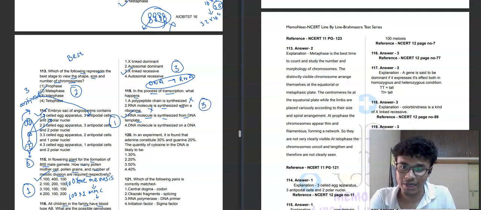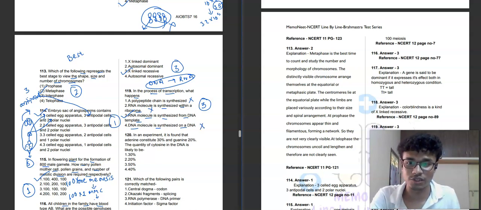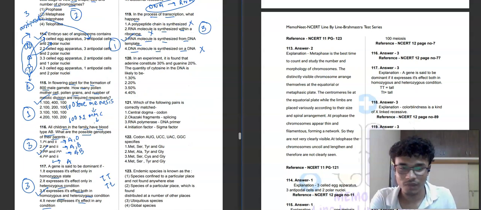Moving towards the next question, DNA molecule is synthesized on a DNA. So it is also not correct. It is basically replication. So third option will be our correct answer for this question. Moving towards the next question, 120.